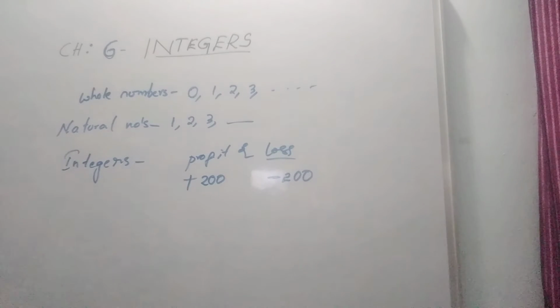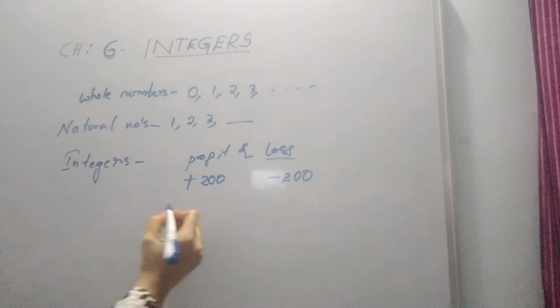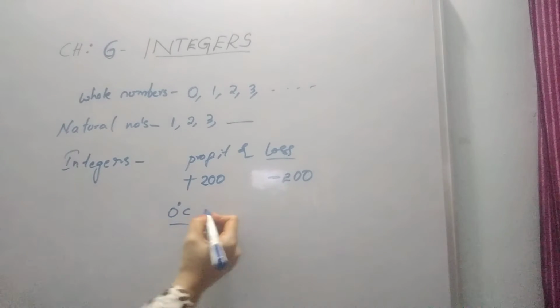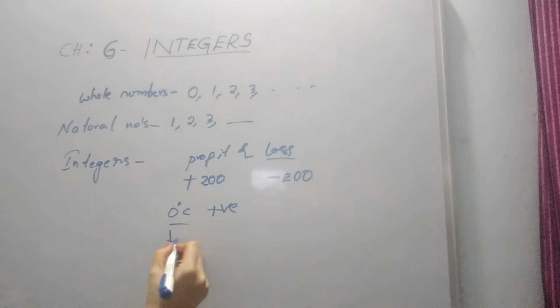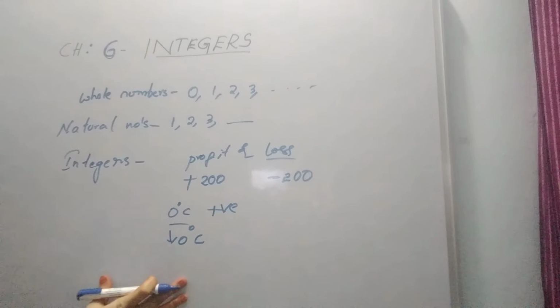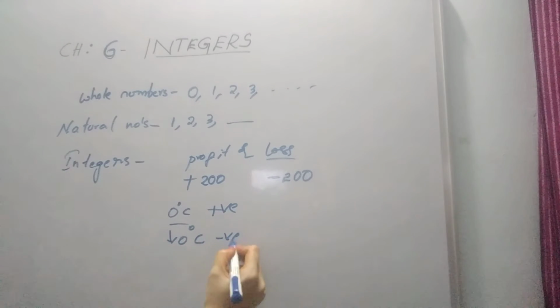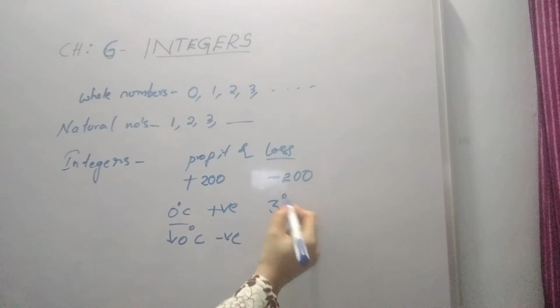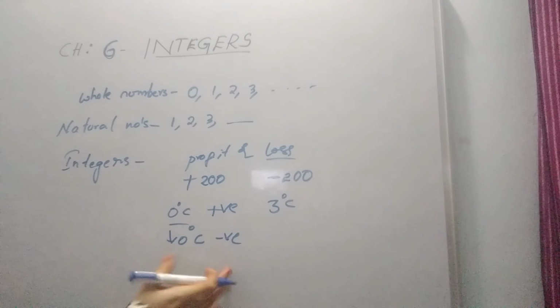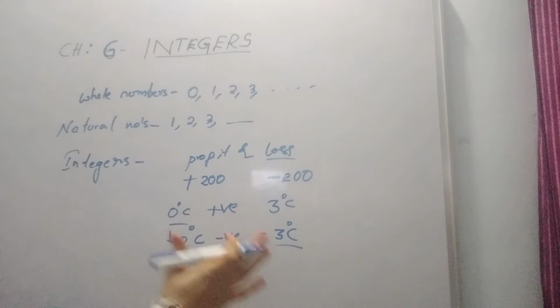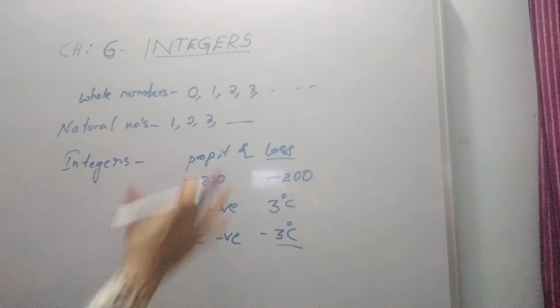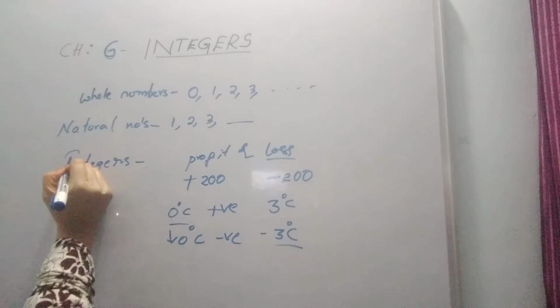For example, a temperature above 0 degrees is denoted as positive. How can you write a temperature below 0 degrees? We denote it as negative. If the temperature is 3 degrees above 0, you can write 3 degrees centigrade. If the temperature is below 0 degrees, we can denote it as minus 3 degrees Celsius. So we can use positive numbers and also negative numbers.